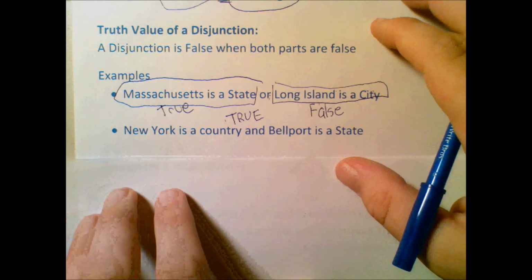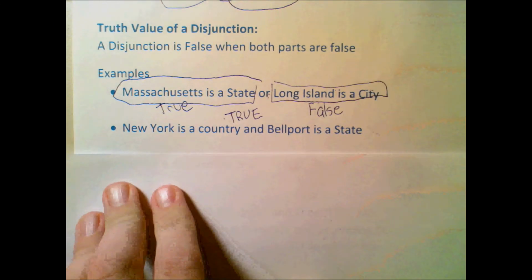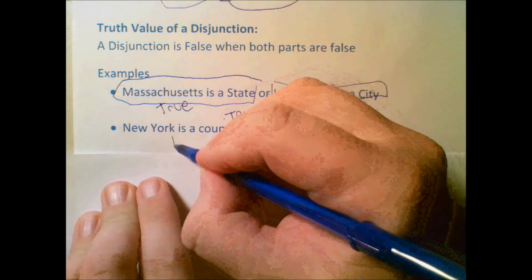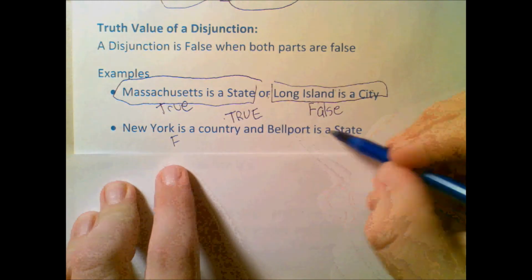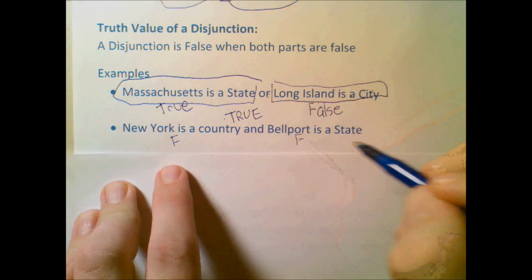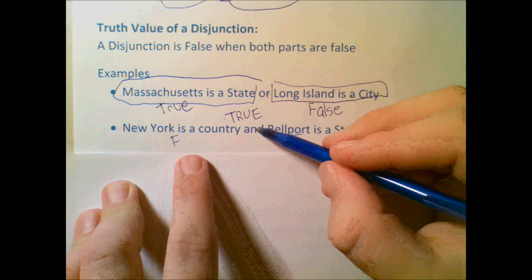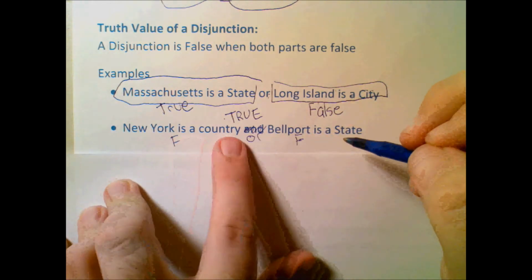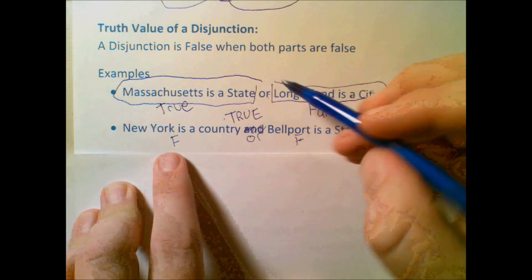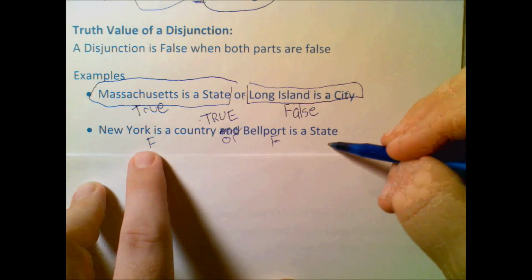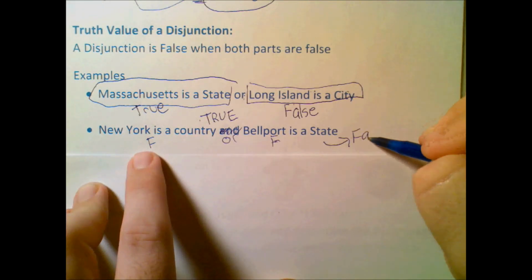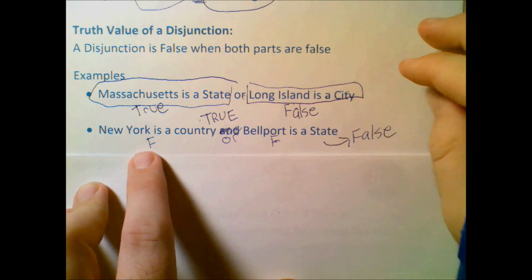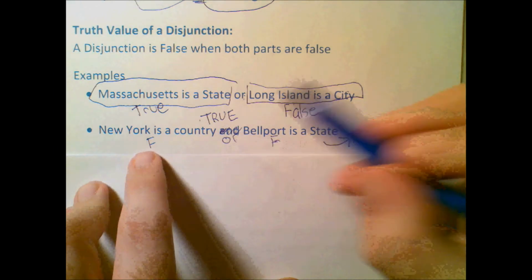Now, take a look at another example. New York is a country and Bellport is a state. New York is a country is a false statement, and Bellport is a state is a false statement as well. Therefore, this should be an or. Sorry about that. New York is a country or Bellport is a state. Because both parts are false, the whole thing is going to be false. And make sure you change that from an and to an or.